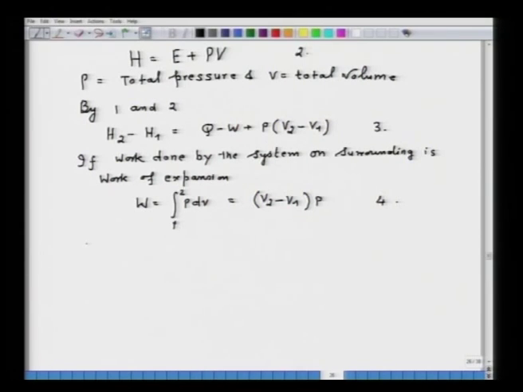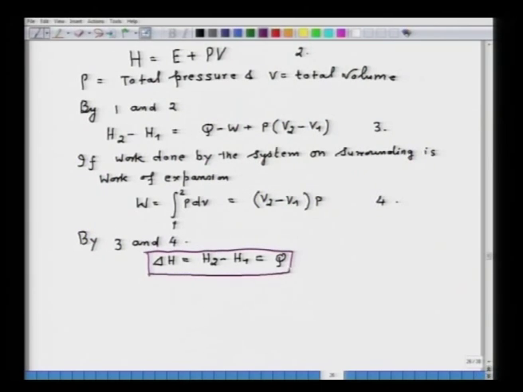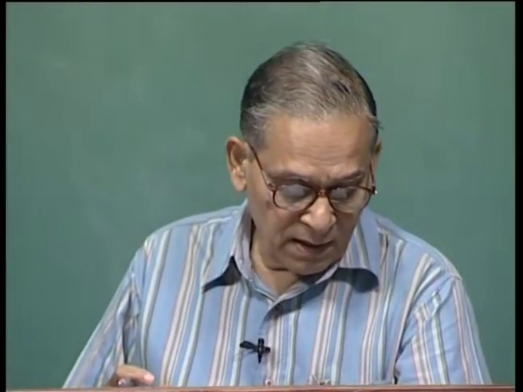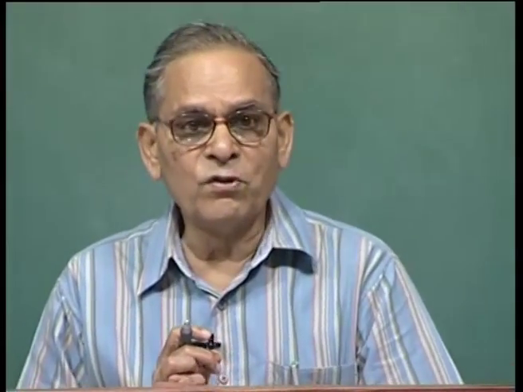So, by equations 3 and 4 we get a very important relationship: delta H, that is H2 minus H1, is equal to Q. This is a very important relation, because it suggests that heat absorbed by the system can be determined in terms of its enthalpy in the initial state as well as in the final state, and remember that enthalpy is also a state property.